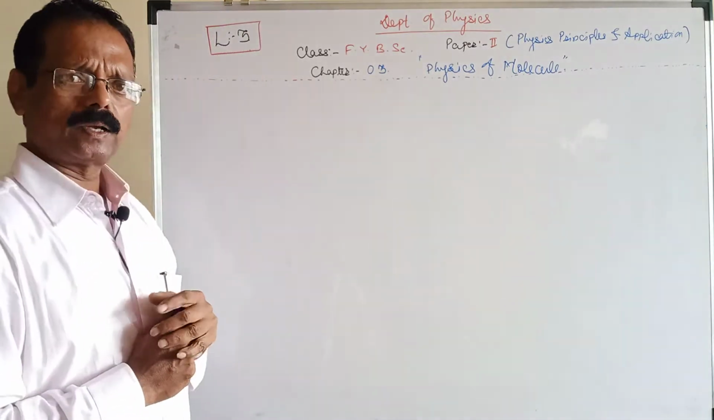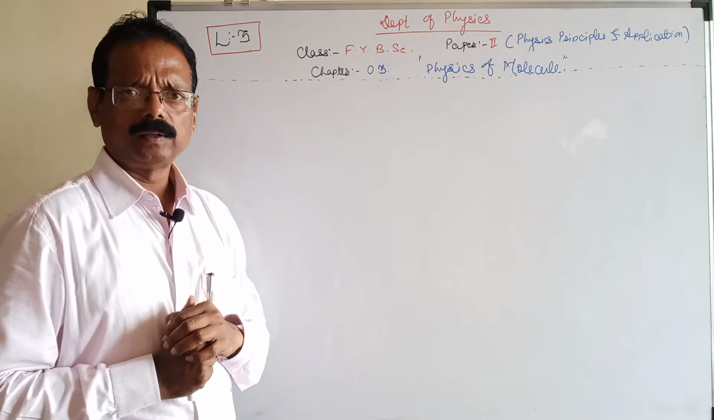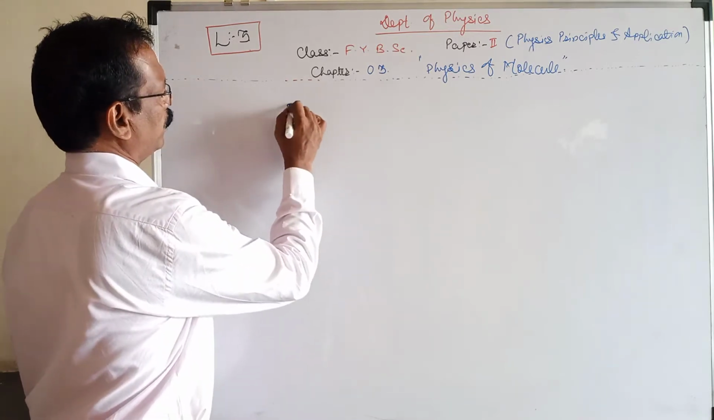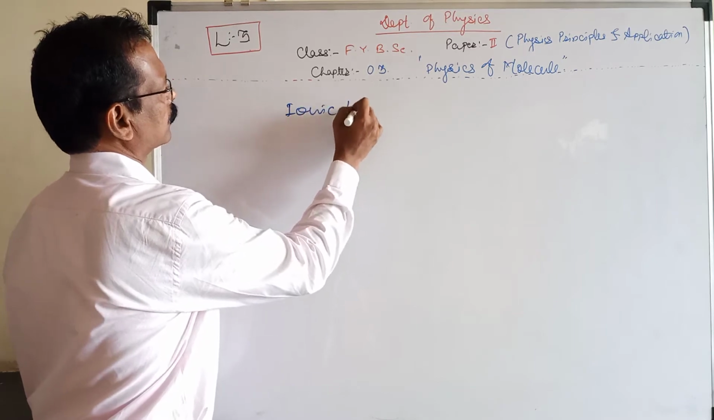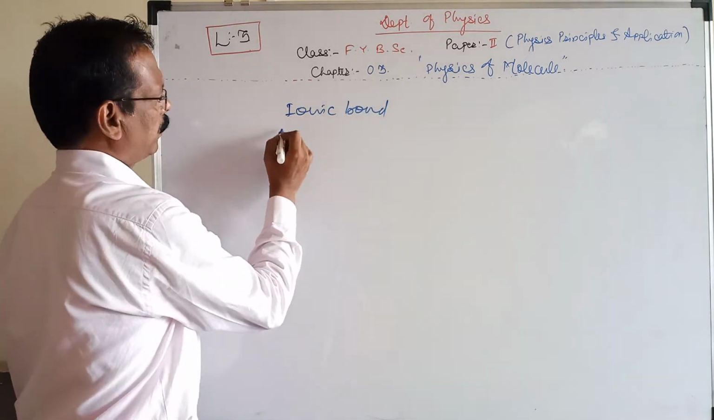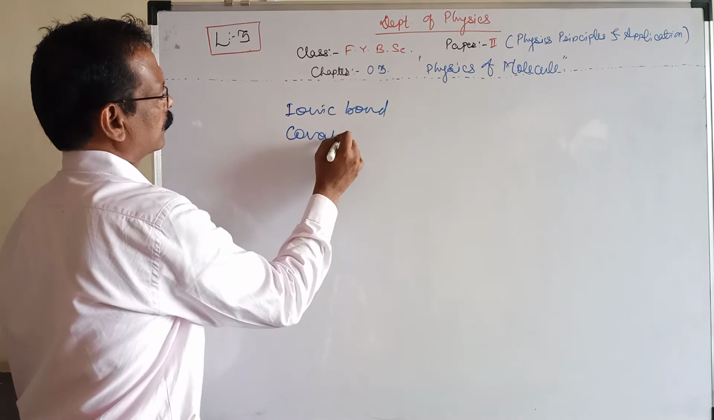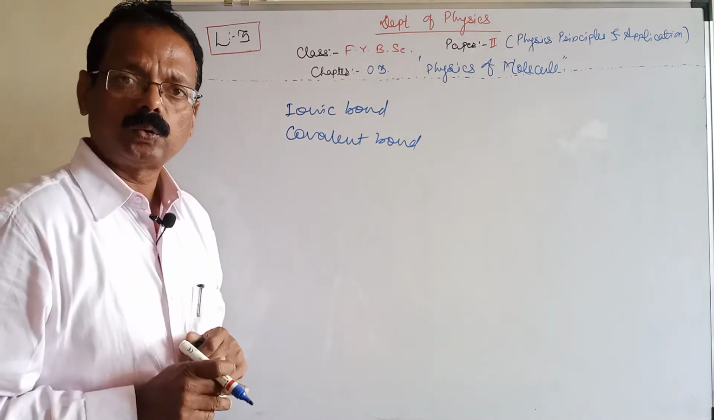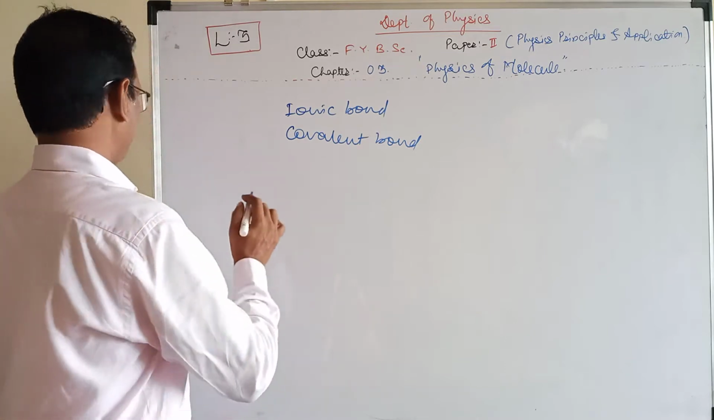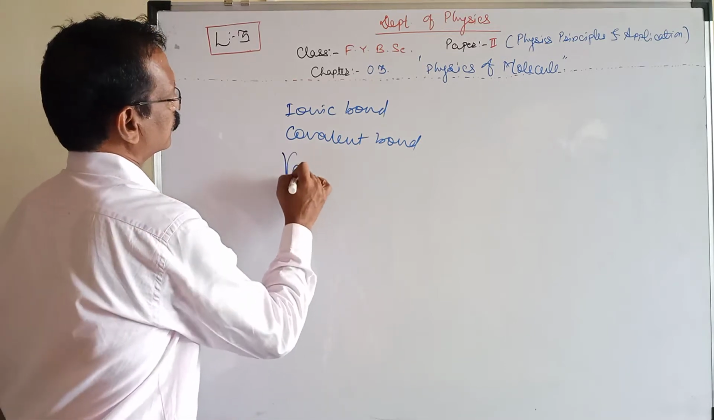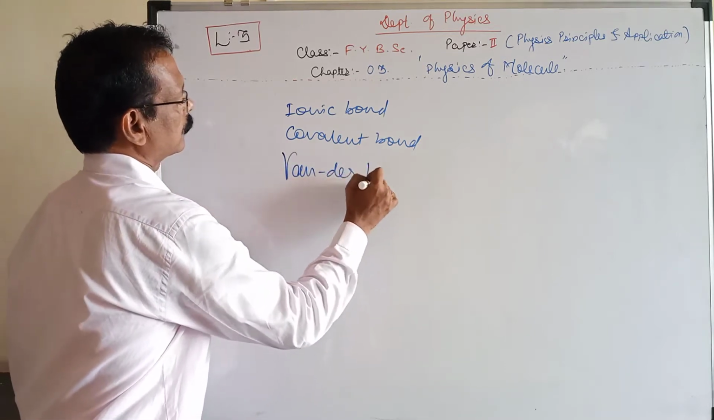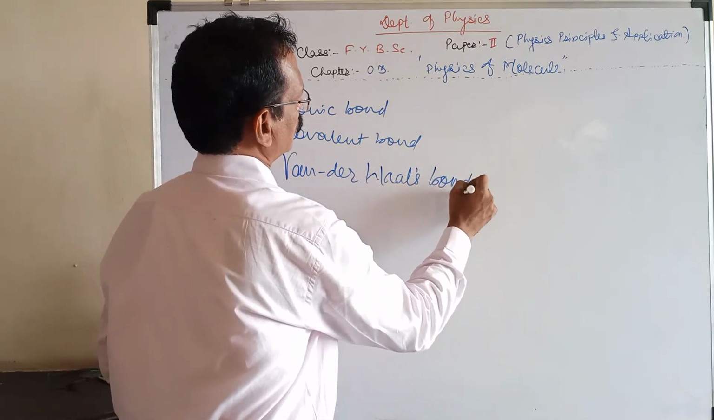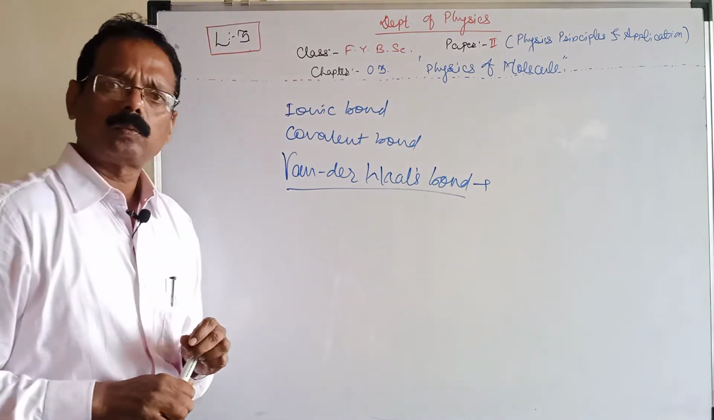Now, last time we saw what the ionic bond is and what the covalent bond is. Today we have to see the van der Waals bond. First we saw what the ionic bond is, then we saw what the covalent bond is. These two are chemical bonds, and the third, which we have to see today, is the van der Waals bond.